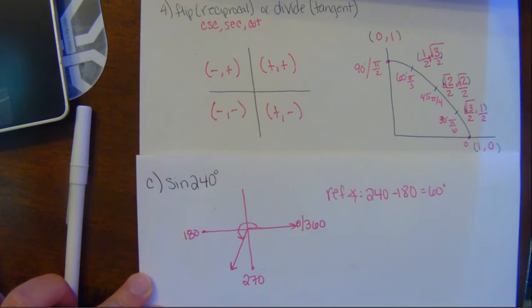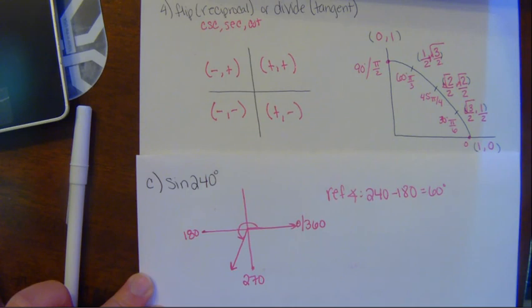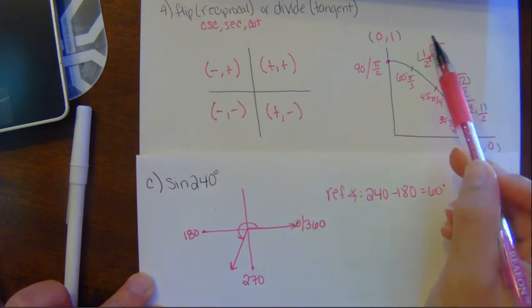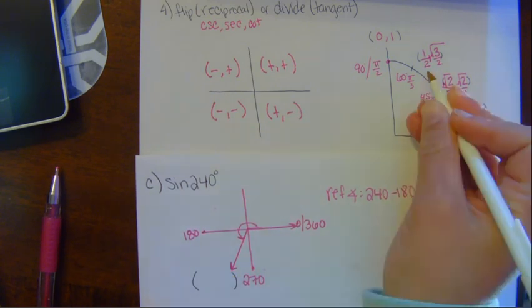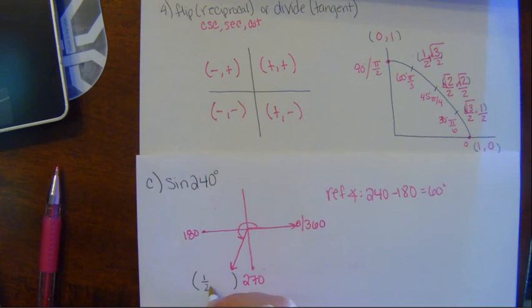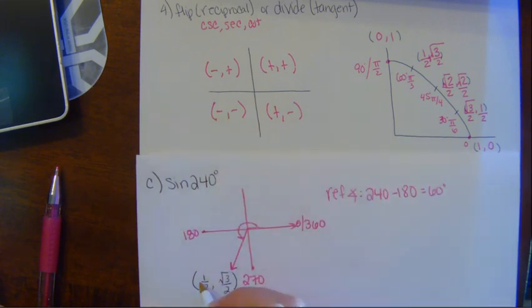All right, so now I have this 60-degree reference angle, so I'm going to go to my chart and I'm going to steal the ordered pair that matches with that reference angle. So that's going to be this ordered pair right here. So I'm going to put that in my sketch. So my ordered pair is 1/2 first, and then radical 3/2 second. Now because it's in this third quadrant, I'm going left and down. So I'm going to have negative signs. So negative and negative. Make sure you mark your signs.